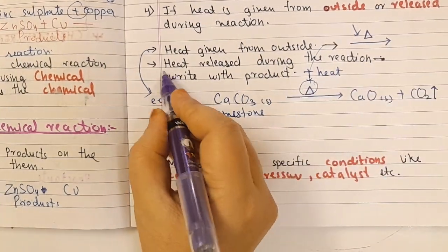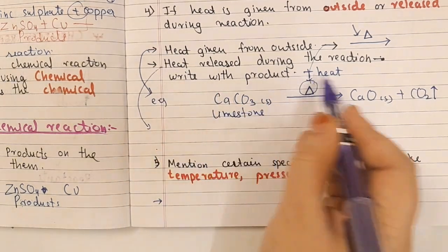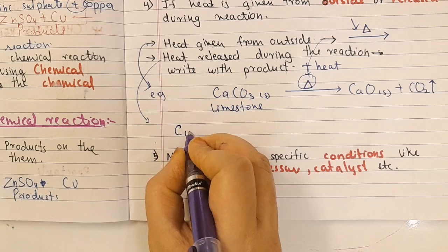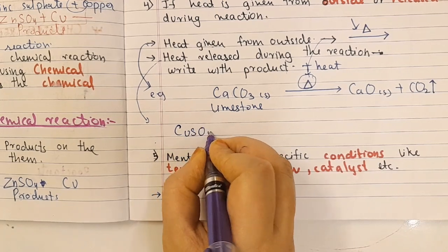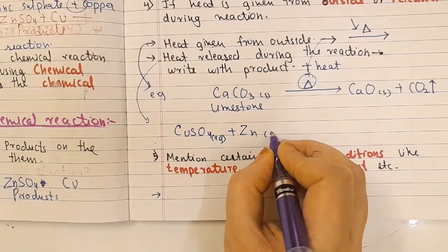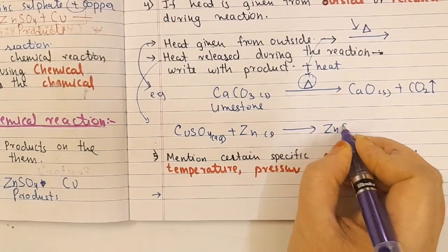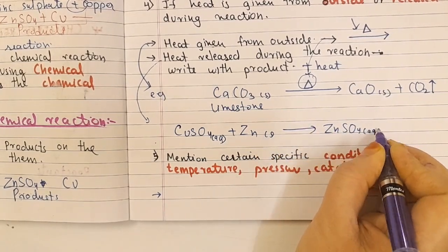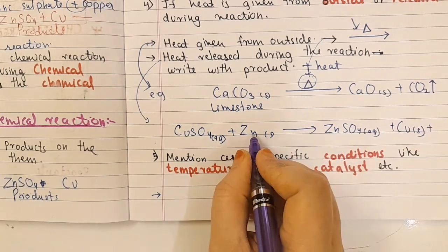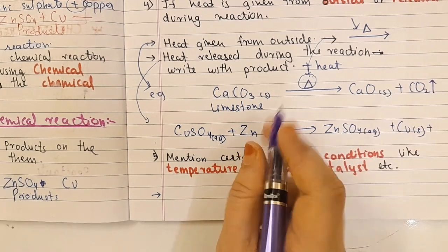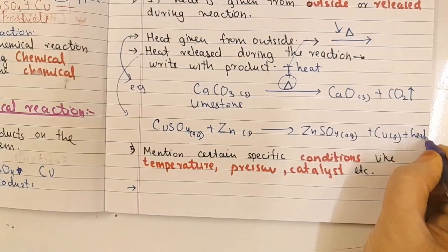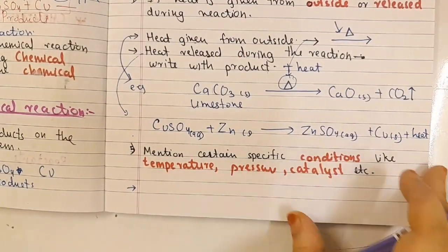Now the next example is of heat released during the reaction. Again I am taking the same example: copper sulfate in aqueous form plus zinc in solid form gives zinc sulfate in aqueous form plus copper in solid form, and heat is produced. Heat is produced during the reaction, that means here we will write plus heat on the product side.